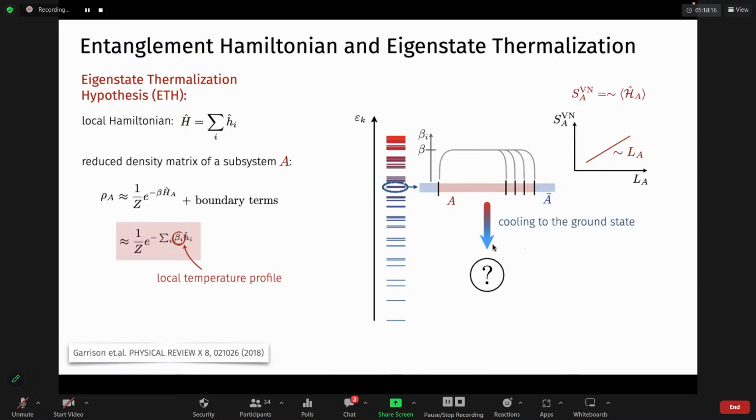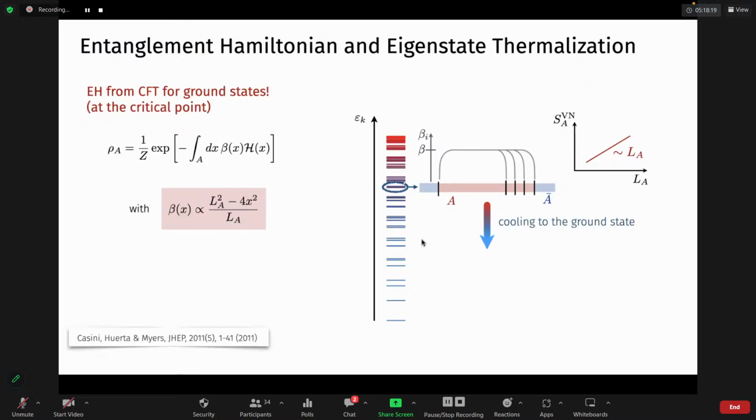Now you can ask what happens if you go to the ground state. And this has been investigated by people working in conformal field theory. It turns out that if you have a conformal field theory, if your state is invariant under conformal transformations, which for a lattice system basically means that you're sitting at a critical point, you can more or less analytically derive how this temperature profile looks. And what these people derive is that it takes the form of a parabola. And now there is suddenly a dependence of this temperature profile on the subsystem size. If you make your subsystem larger and larger, these parabolas will grow.